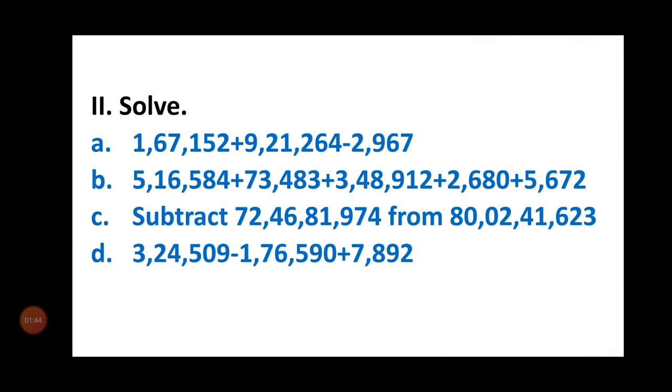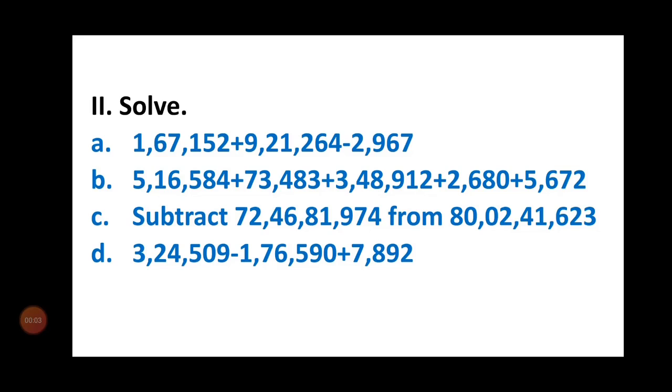Roman letter 2, solve. A, 1,67,152 plus 9,21,264 minus 2,967. So first add the two numbers, then subtract. B, 5,16,584 plus 73,483 plus 3,48,912 plus 2,680 plus 5,672. So you want to add all those values.